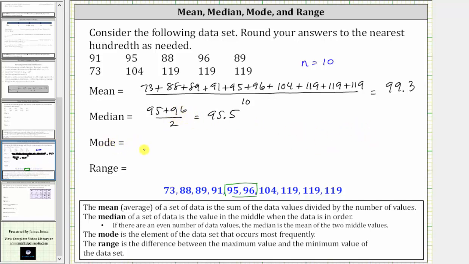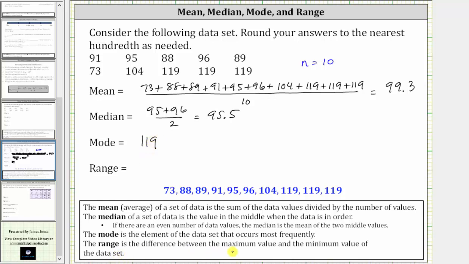Next, we have the mode. The mode is the element or value of the data set that occurs most frequently. And notice that 119 occurs 3 times, which is the most any data value occurs. The mode is 119. And then finally, we're asked to find the range.